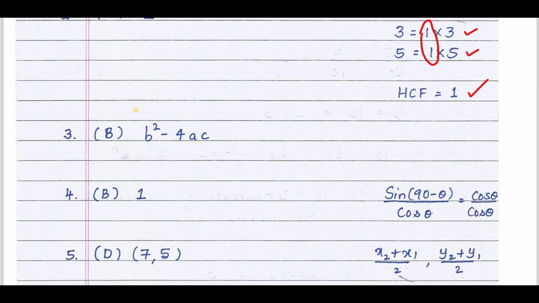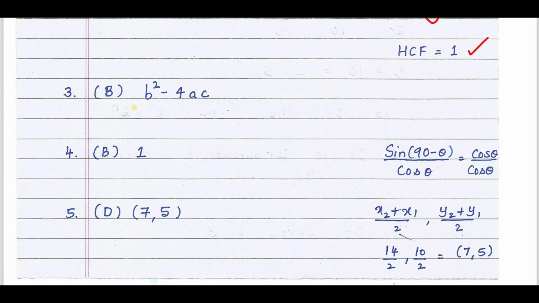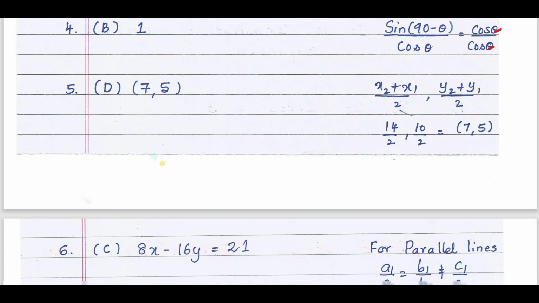Third question, the discriminant of the quadratic equation ax square plus bx plus c equals 0 is, the discriminant delta equals what? b square minus 4ac. Therefore the correct answer is option B. The value of sin(90 minus theta) by cos theta is, sin(90 minus theta) is cos theta, by cos theta is 1. Therefore the correct answer is option B, 1.